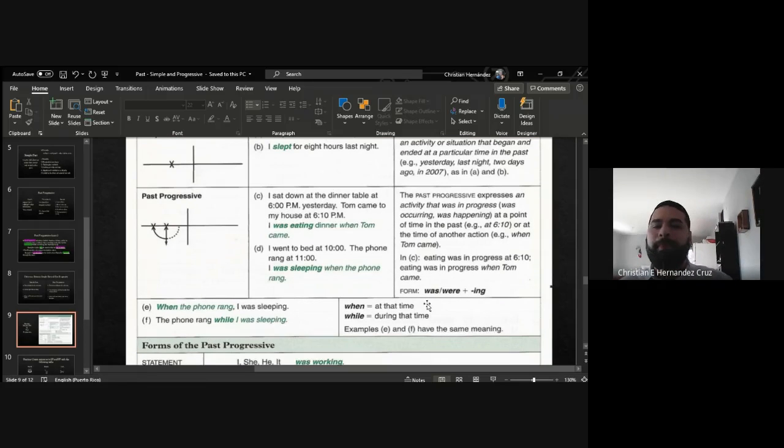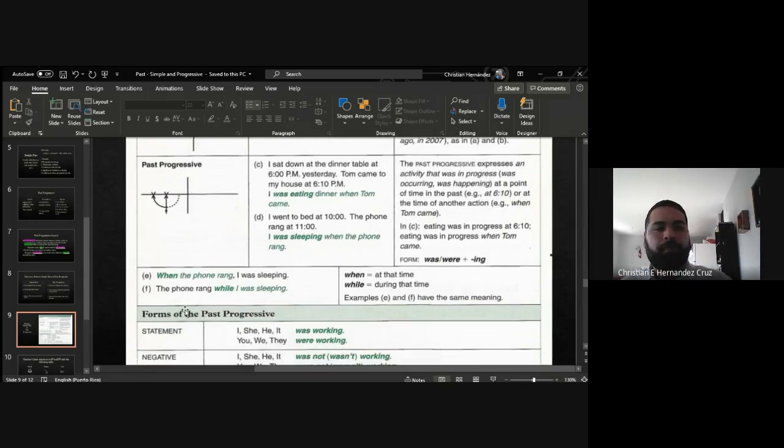And of course, the form for the past progressive is either was or were plus a verb ending with ing. Okay, example E. When the phone rang, I was sleeping. Example F. The phone rang while I was sleeping. When basically means at that time, and while means during that time.